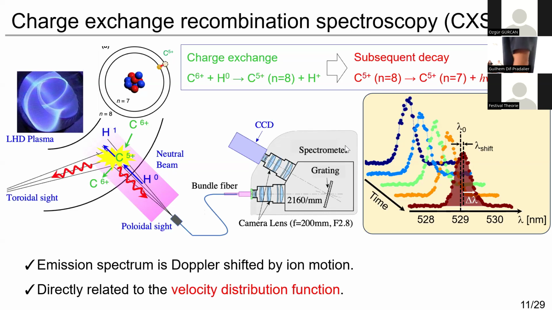However, inside the volume of the neutral beam injection, the carbon ions can get an electron by the charge exchange recombination reaction. Then the subsequent decay gives us a line emission. The line emission is affected by the ion motion, giving us information on the velocity distribution function. The plot on the right is an example of the obtained spectrum, which can be used as a proxy of the velocity distribution function.